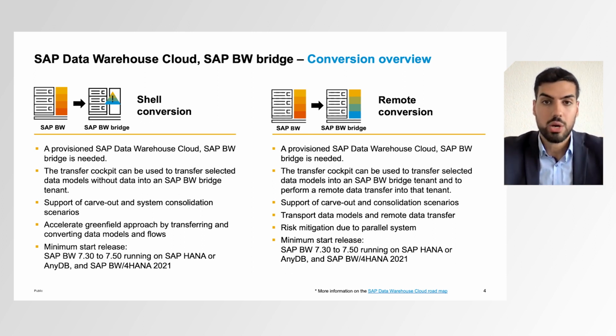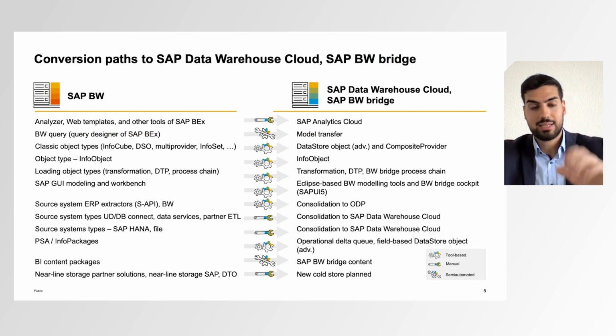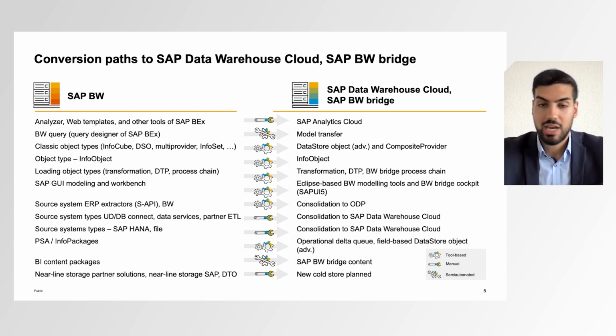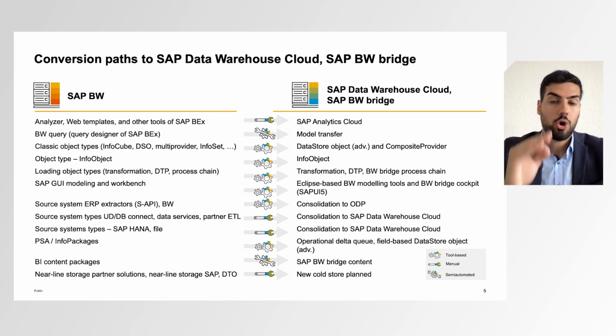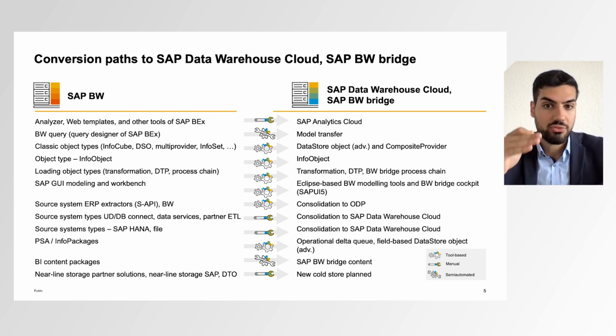And both options are available for SAP BW systems, SAP BW 7.3 up to SAP BW/4HANA 2021. And next, I would like to share this important slide with you, showing the object evolution path of the objects towards SAP Data Warehouse Cloud.